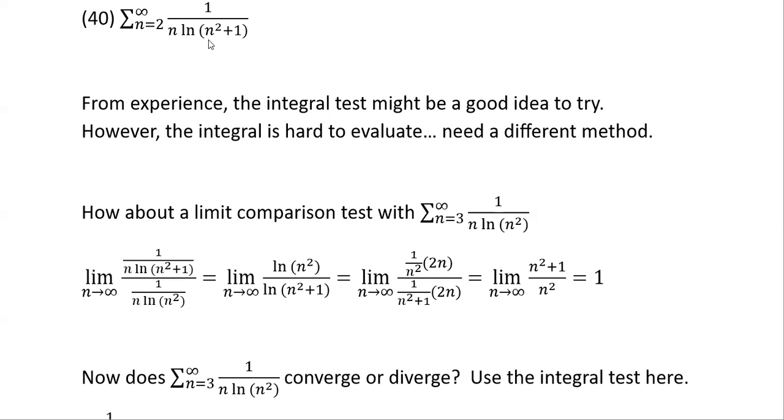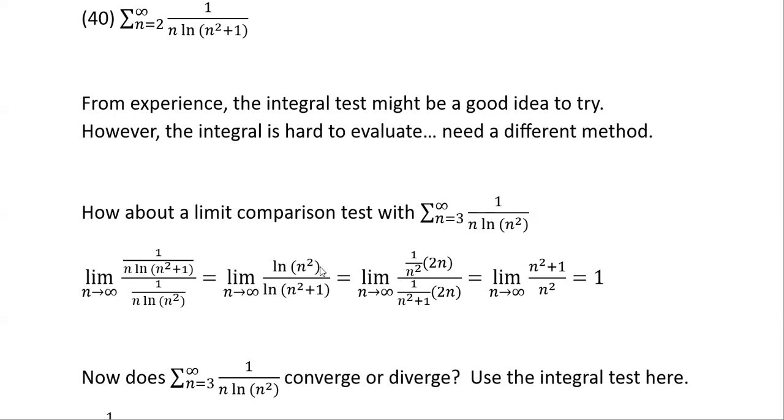How about a limit comparison test? So let's say n equals 3 to infinity. The summation of n goes from 3 to infinity, 1 over n times ln of n squared, okay? Well, we pick this series to compare with. So we do the limit comparison test, limit as n goes to infinity, this guy over this guy, okay? So with some algebra, the 1 over n's would cancel, and you're left with ln of n squared on top and ln of n squared plus 1 on the bottom.